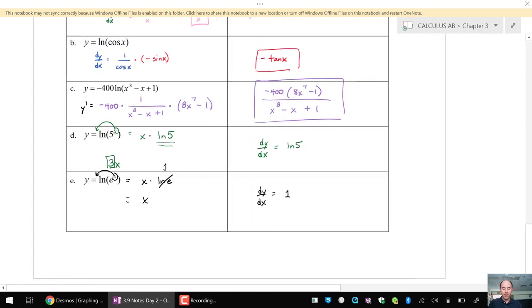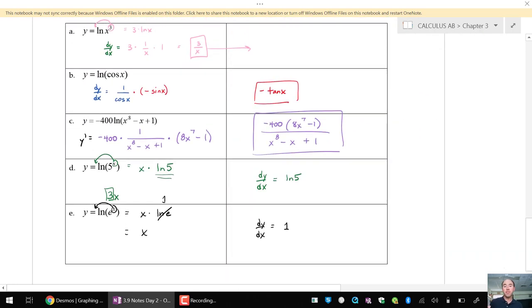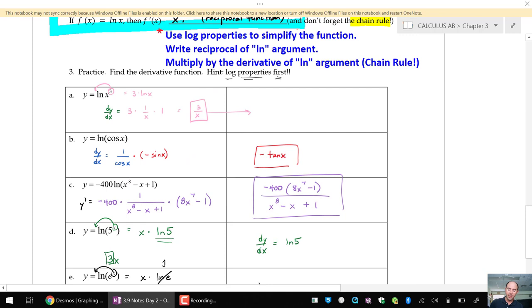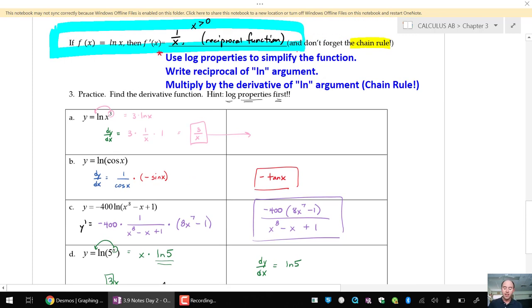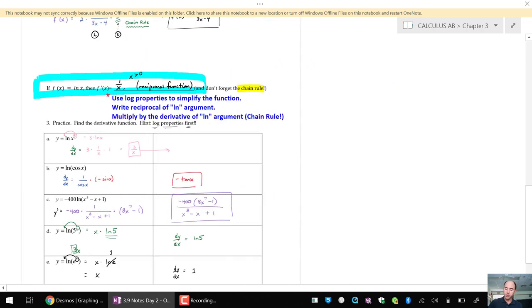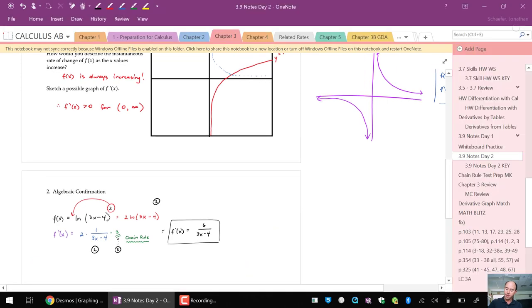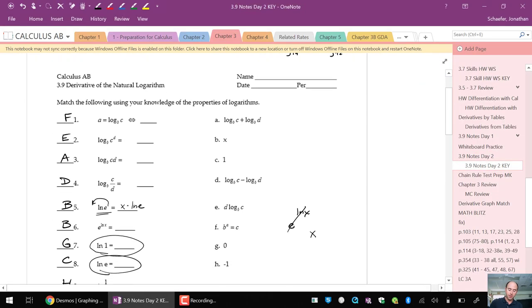So there are some examples on how to find the derivatives of natural log functions. Don't forget the rules again. Use those log properties to simplify first, and then its reciprocal, and then its chain rule. Now, I promised you some solutions to the log matching activity at the front, so let me go there next.